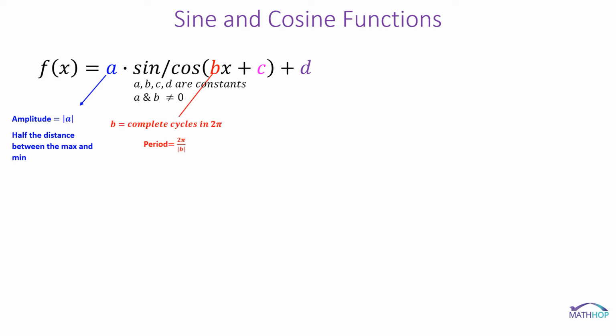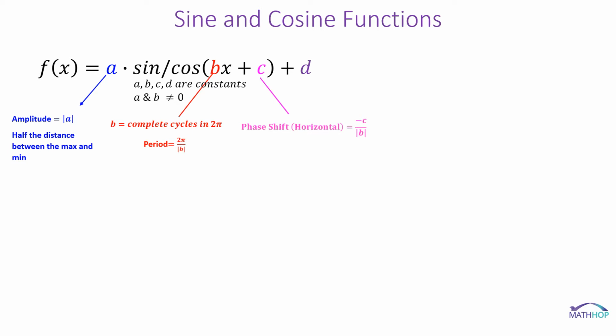Okay, B. I know your textbook has a weird definition for B. B is just the number of complete cycles that you'll find in 2 pi radians or in 360 degrees. So B is not the period, but B is used to find the period. You take the normal period, 2 pi, and you divide it by the absolute value of B. And we're going to talk about how easy that is in a little bit.